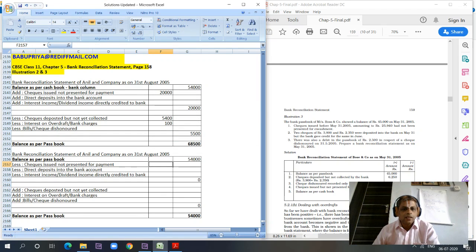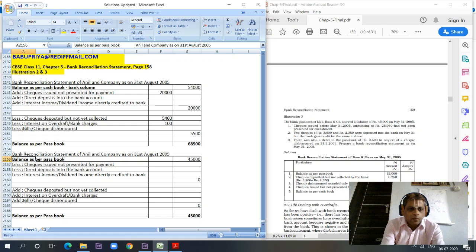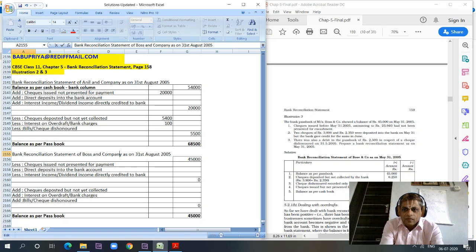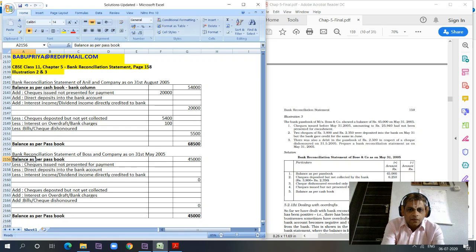Now let's see. Balance as per passbook is equal to 45,000. Okay, we have to put the heading. Bank reconciliation statement of Boss and Company as on 31st May 2005, right? So balance as per passbook is 45,000. Checks issued before May 31. Checks amounting to 24,940 had not been presented for encashment.